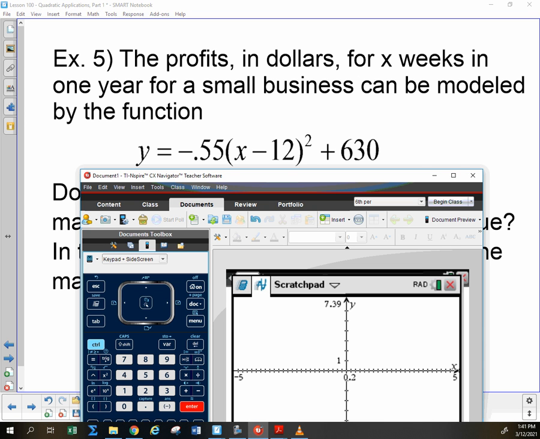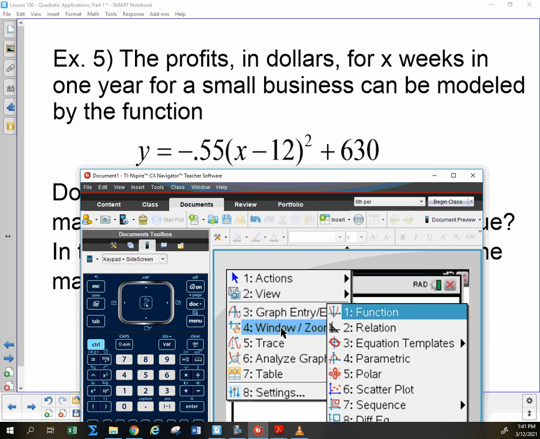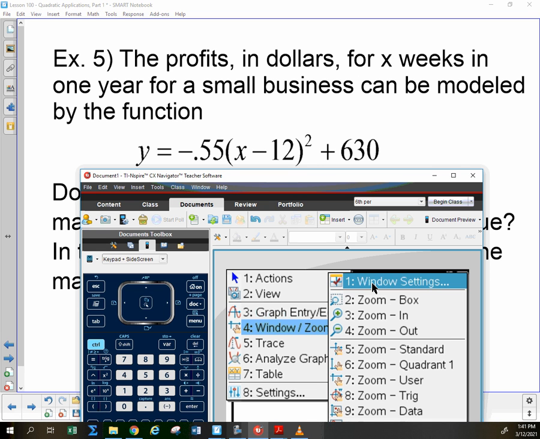Enter. Wait a minute. Where's my graph? Oh, now wait a minute. Let's see. I'm going to guess maybe my parabola is way out here outside this window or something. So I need to fix that. So let's go into menu, graph entry, or window zoom, and we can just try guessing some. If we pick window settings, we can try zooming in or zooming out.